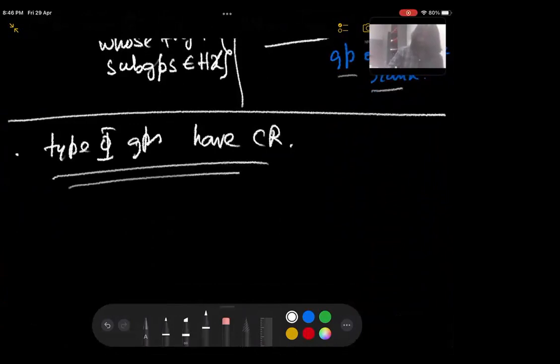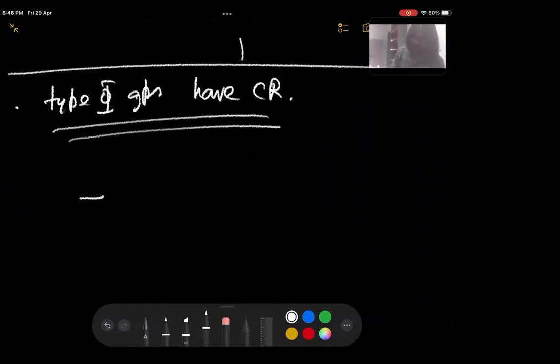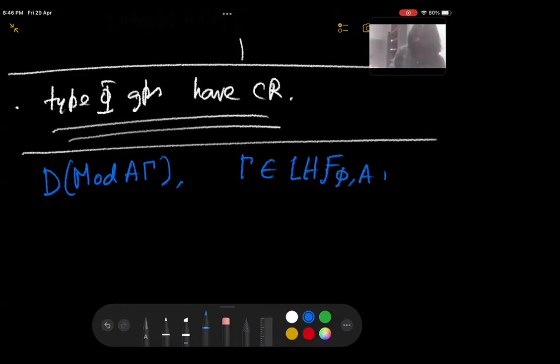But anyway, since I've used up a lot of time, let me just go to my first generation result for triangulated categories. So I want to look at D mod A gamma, where gamma is LHF phi A, with some fixed commutative A of finite global dimension.